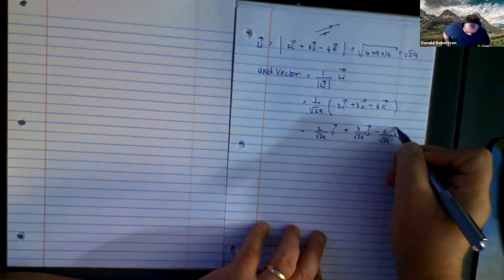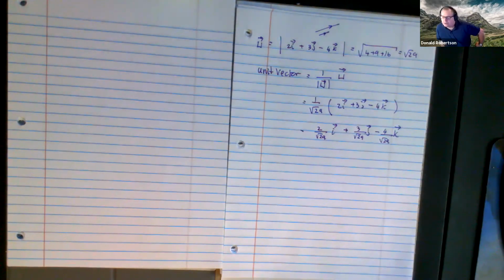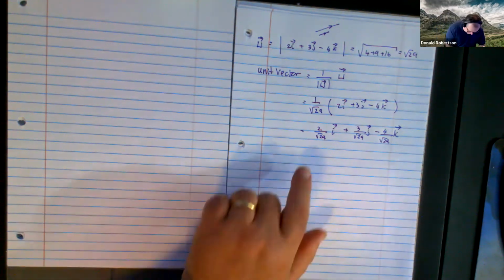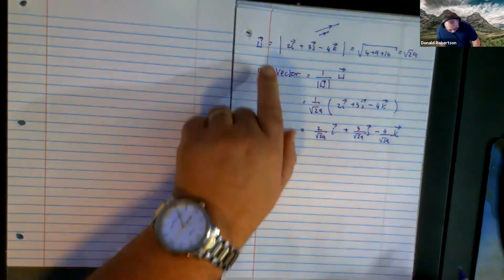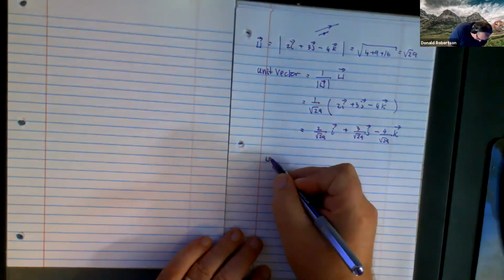Now, if this could be simplified, if it was like 2 root 3 or something, you would do it. But I'm pretty sure 29 is going nowhere. And this is the unit vector, which is parallel to u, but whose length is 1. Let's just go. Suppose we have the same vector u.